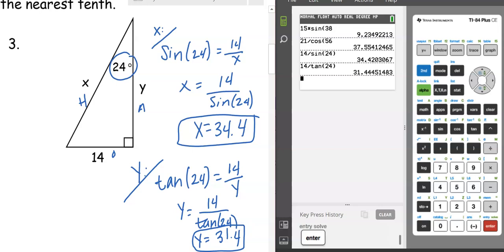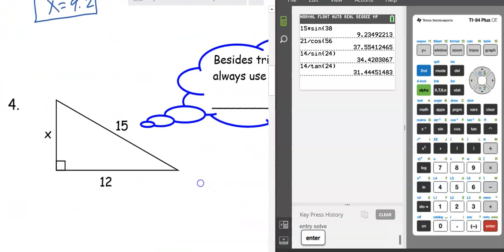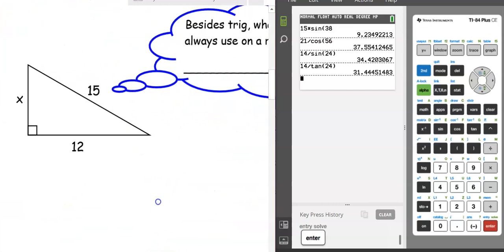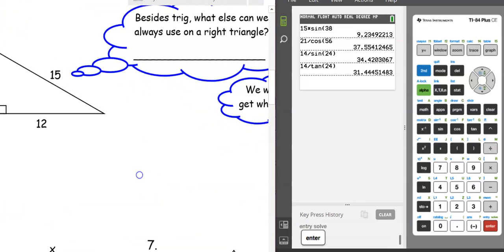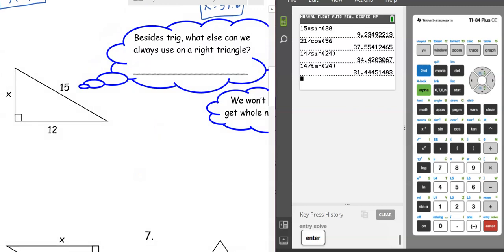Okay, this is what we did yesterday. I'm going to continue on to this problem here. Okay, I'm going to zoom out a little bit. It says, besides trig, what else can we always use on a right angle? Right, because this is a right triangle, but we are not given either of the other two angle measures. So if we do not have that point of reference, then we're going to use the Pythagorean theorem.